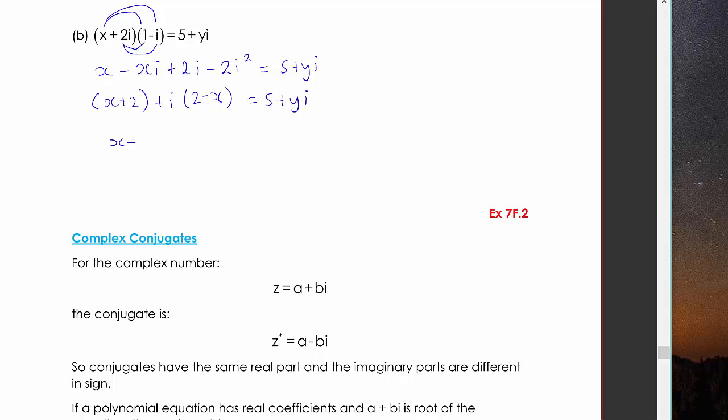So x plus 2 is equal to 5, looking at the real parts, so that gives me x is 3. And therefore, substituting back in, this would be 2 take away 3 is negative 1, so y must be negative 1.